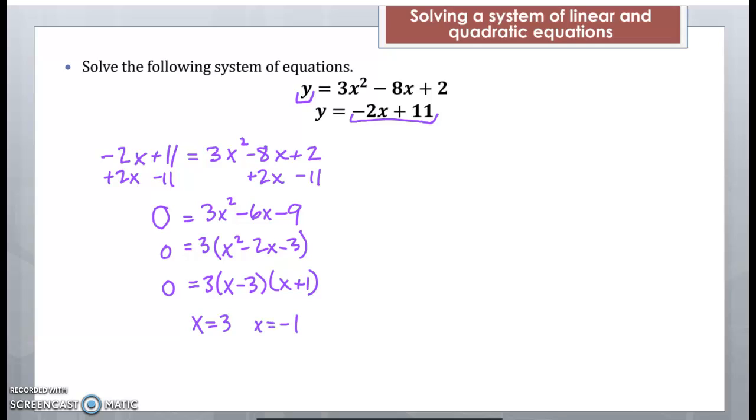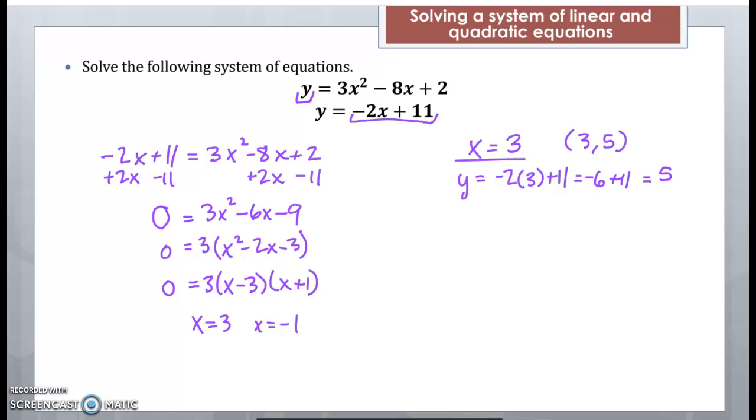So here I have a quadratic function and a line. And our work says that they're going to cross or equal each other at two different x values. If x equals 3, what is y going to equal? Well, y is going to equal negative 2 times 3 plus 11, which is negative 6 plus 11, which is 5. So I would suspect that the point (3, 5) is a solution.